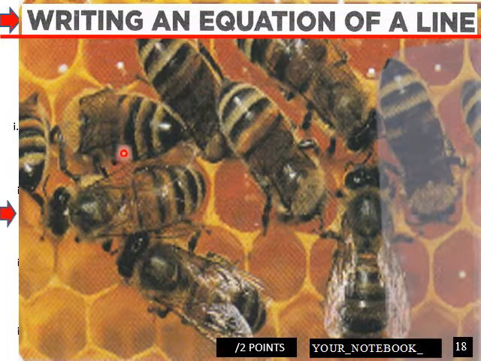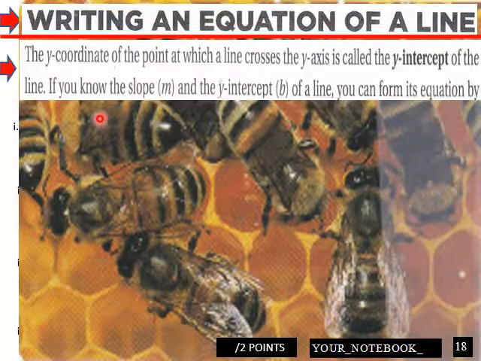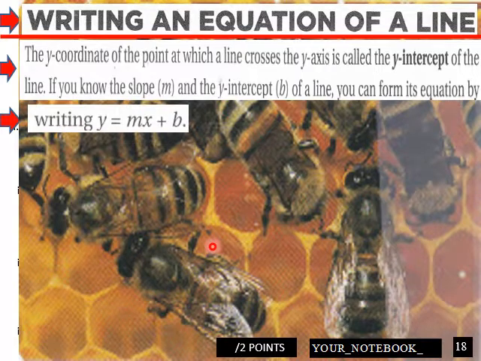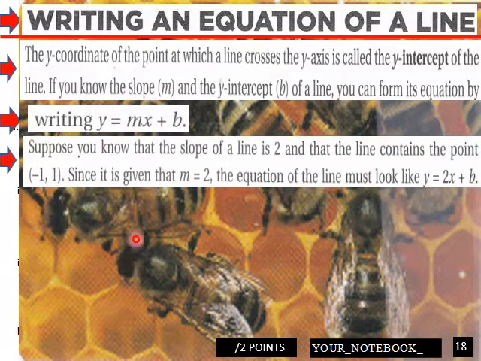Notebook, page 18. Writing an equation of a line. The y-coordinate of the point at which the line crosses the y-axis is called the y-intercept of the line. If you know the slope and the y-intercept, you can form its equation.